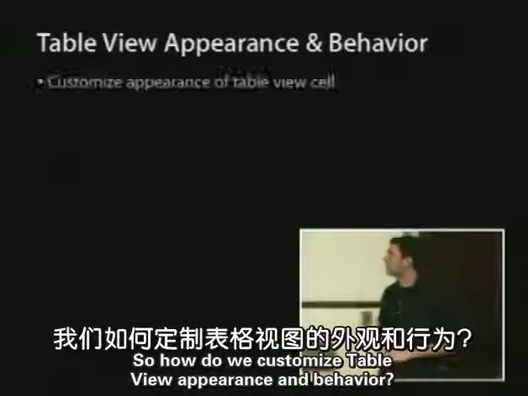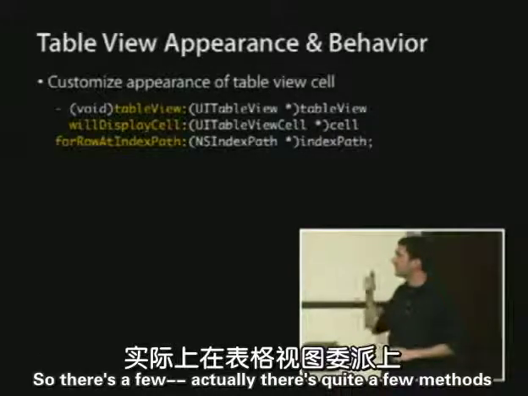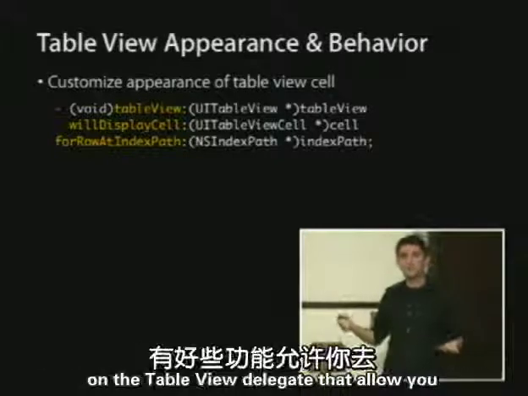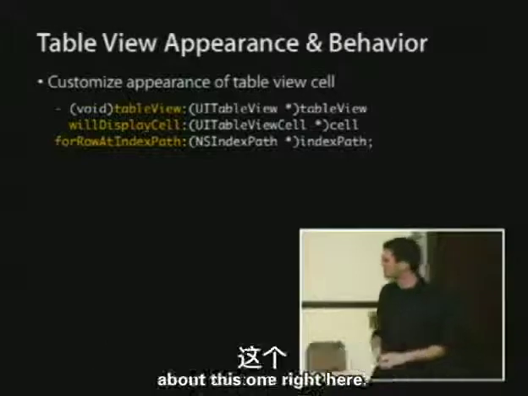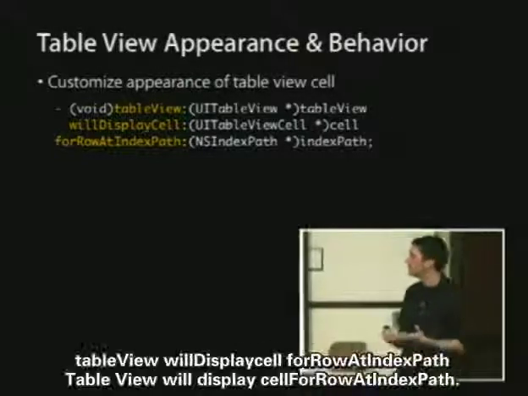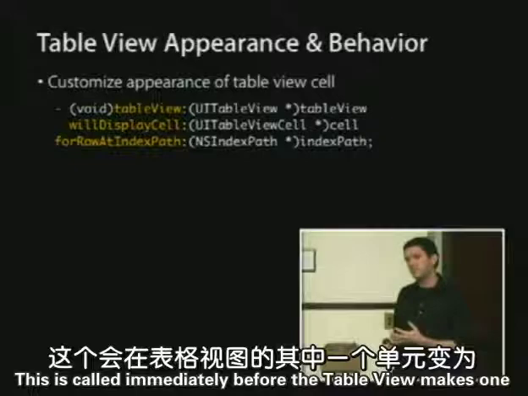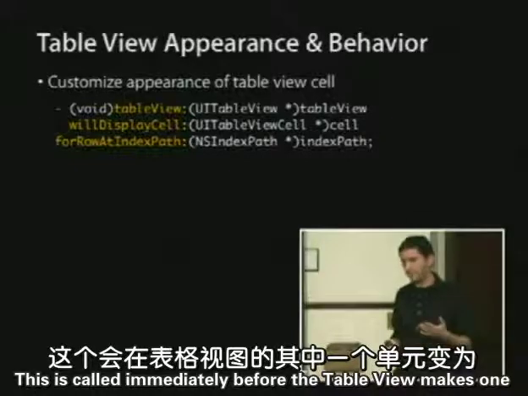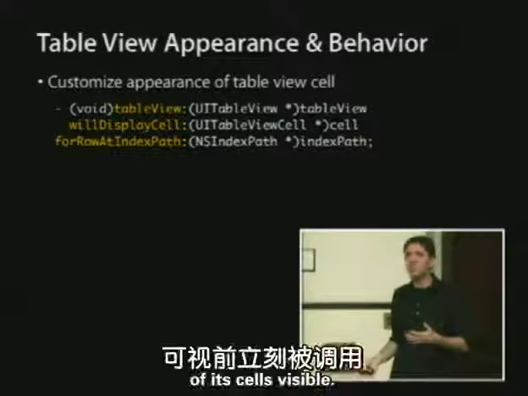So how do we customize table view appearance and behavior? There are quite a few methods on the table view delegate that allow you to do different customizations. We'll just talk about this one right here: tableView willDisplayCell forRowAtIndexPath. This is called immediately before the table view makes one of its cells visible.